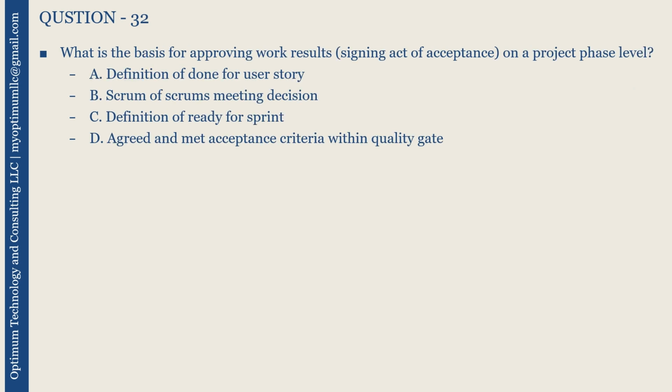Question 32. What is the basis for approving work results, signing act of acceptance, on a project phase level? A. Definition of done for user story. B. Scrum of Scrum's meeting decision. C. Definition of ready for sprint. D. Agreed and met acceptance criteria within Quality Gate.